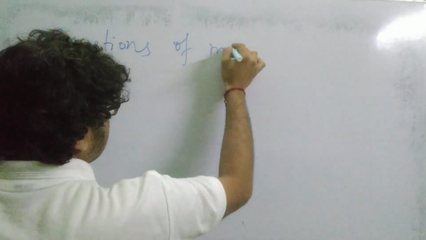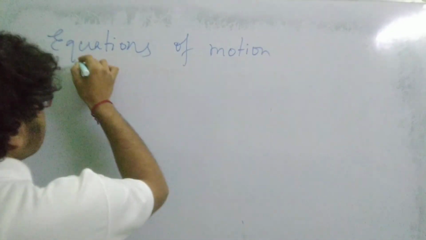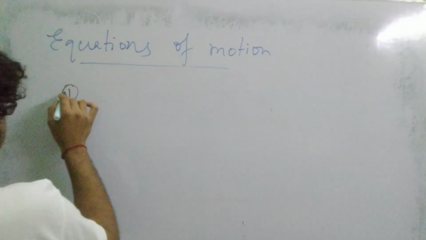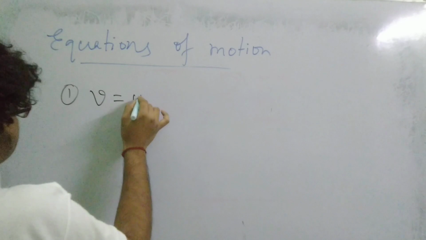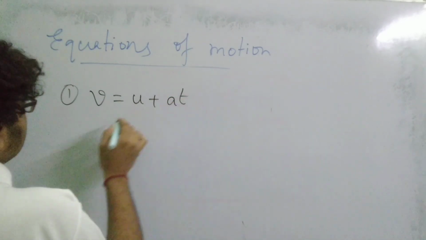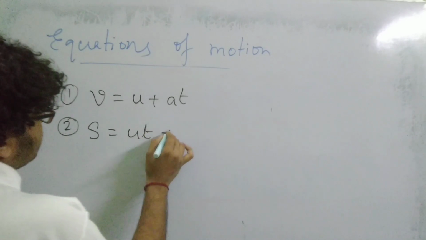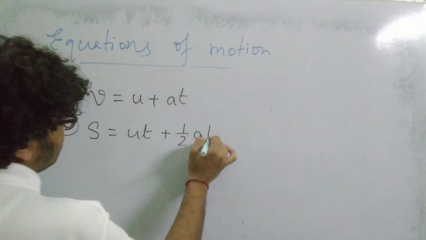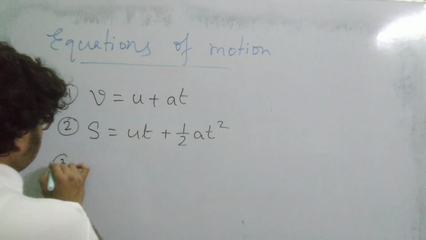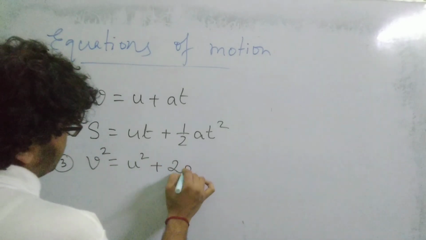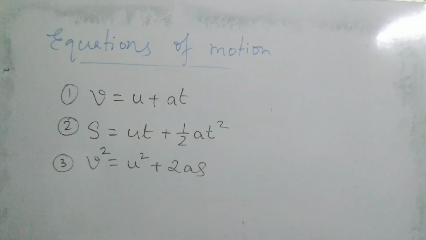So basically there are three equations of motion. What are those three equations? The first equation is v = u + at. The second equation is s = ut + half at squared, and the third equation is v squared = u squared + 2as. Now remember what these letters s, v, u, a and t denote.